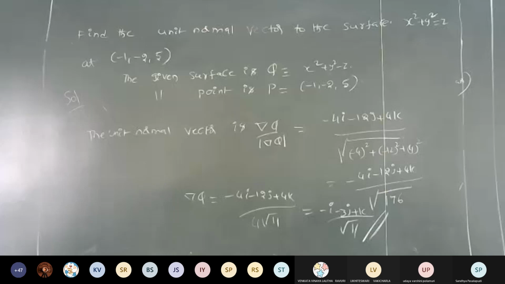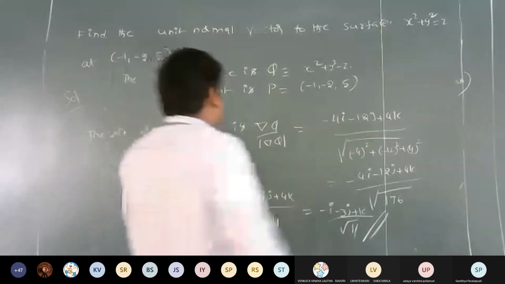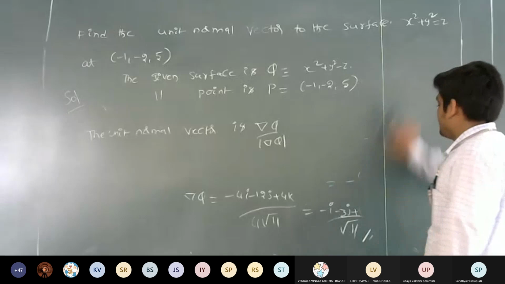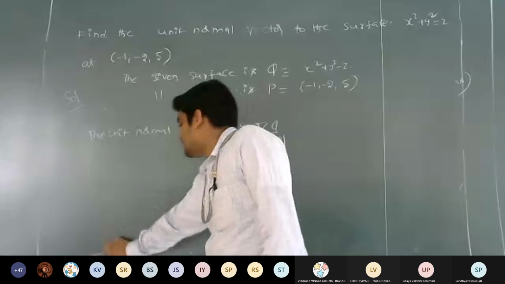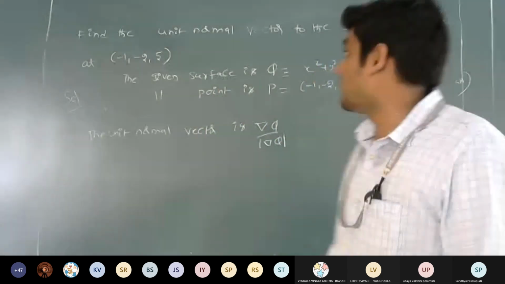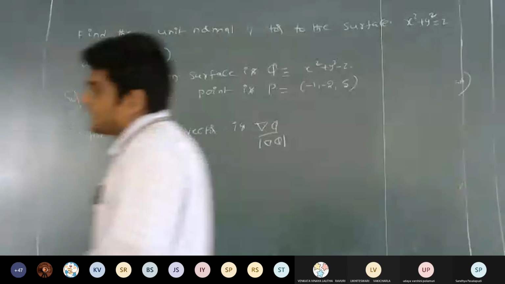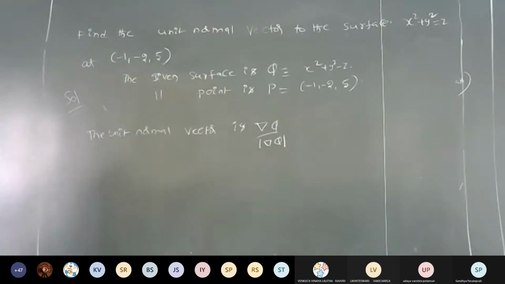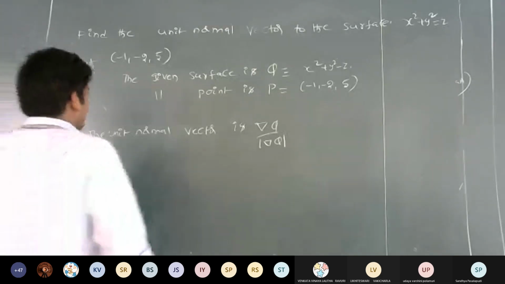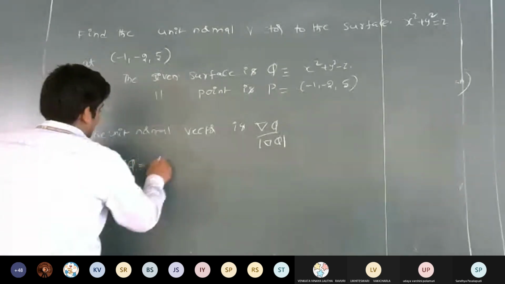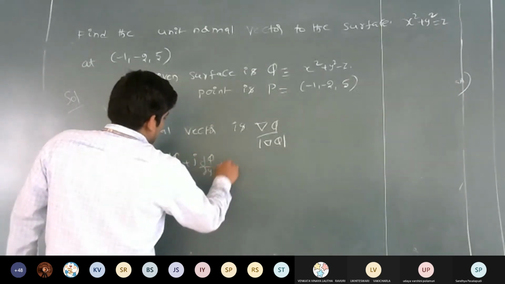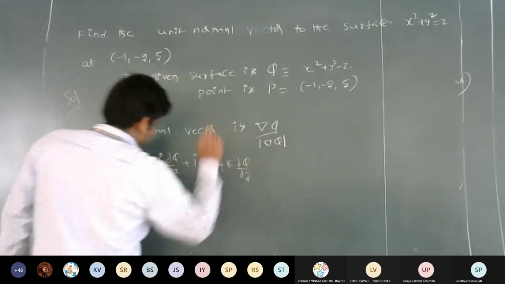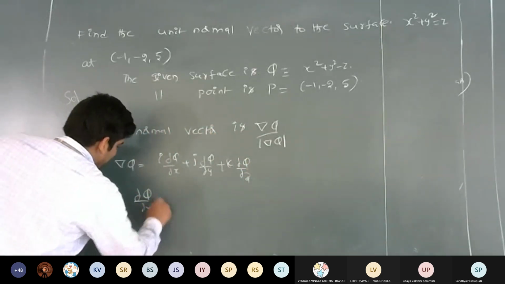So therefore, what is the formula for the unit normal vector? Del phi by mod del phi. So you have just calculated the del phi value. Then we have to simplify the del phi at the given point minus 1 comma minus 2 comma 5, and calculate the magnitude. We divide the del phi with its magnitude, then we will get the unit normal vector. Right? So del phi is equal to i into dou phi by dou x plus j into dou phi by dou y plus k into dou phi by dou z. What is the value of dou phi by dou x?